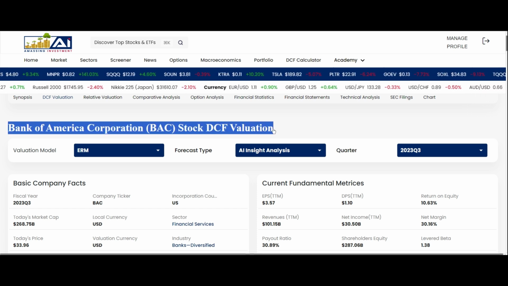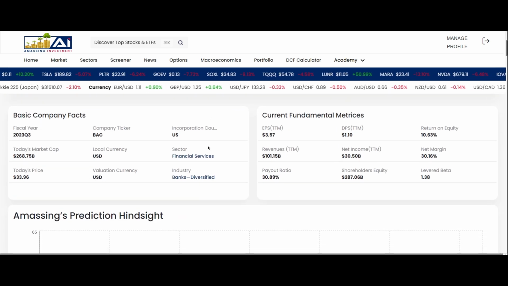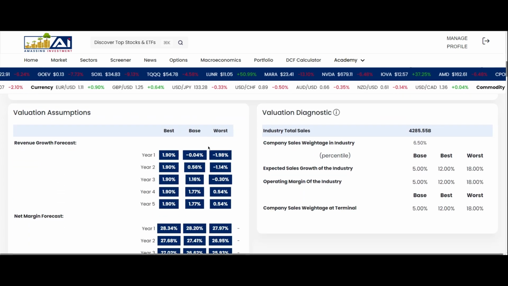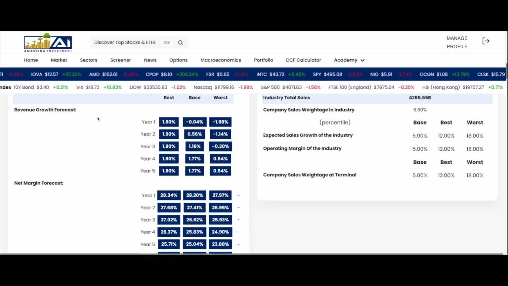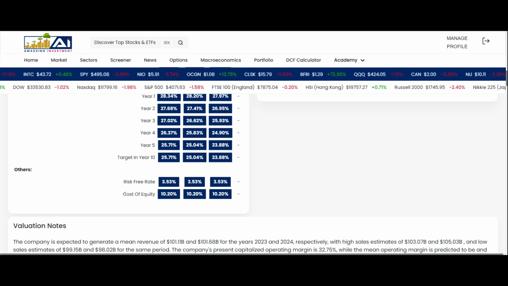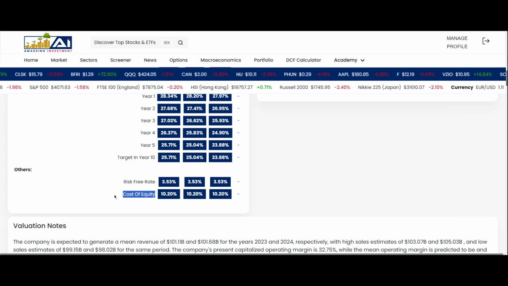Assuming you're familiar with the FCFF model for Apple, we'll skip over the common sections in our discussion. So, let's directly jump to the valuation assumption section, where we use net margin forecasts instead of operating margin, and cost of equity replaces cost of capital since we are focusing solely on equity. All the forecast methods remain the same as discussed in the FCFF model.